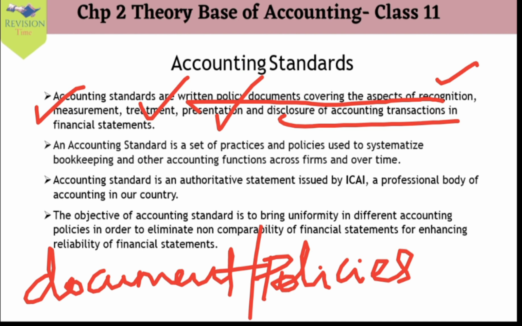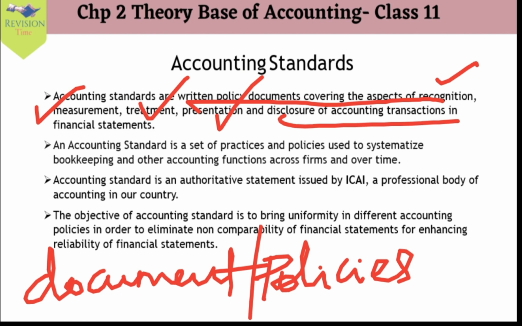So we studied that under generally accepted accounting principles, there were so many principles and accounting policies that every business was following its own way of presenting the financial information. So then there was a need for accounting standards, which were policy documents that gave aspects of how to record, measure, treat and present the financial information to various users of accounting. And this was adopted to bring uniformity in different accounting policies.